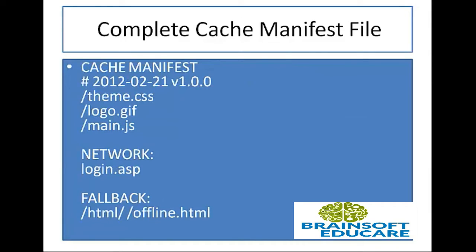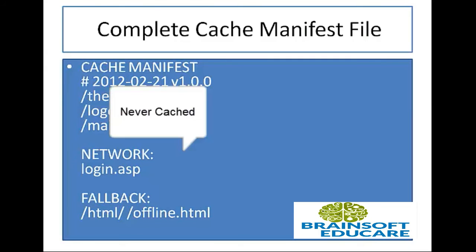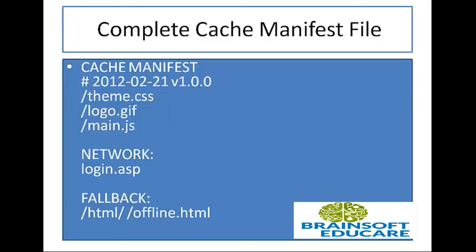This is the complete cache manifest file. First one is the cache manifest. These files are cached the first time we visit the web page. The other is network. In the network category, the login page is never cached. The last one is fallback. It is used as a backup.